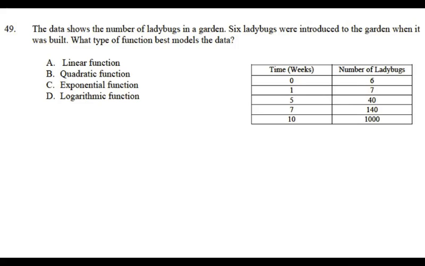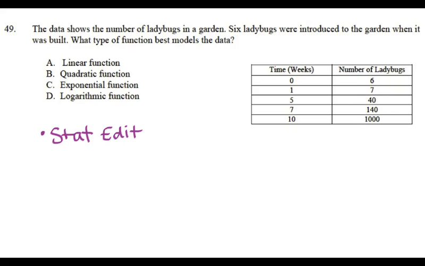49 and 50 require you to use a graphing calculator to be able to determine which function you're going to use. So these are the keystrokes that you're going to do. Your first one is you are going to start by hitting Stat and then go to Edit. So Stat, Edit, and then hit Enter.